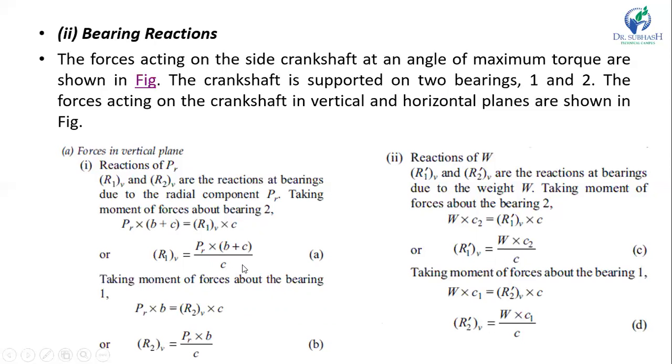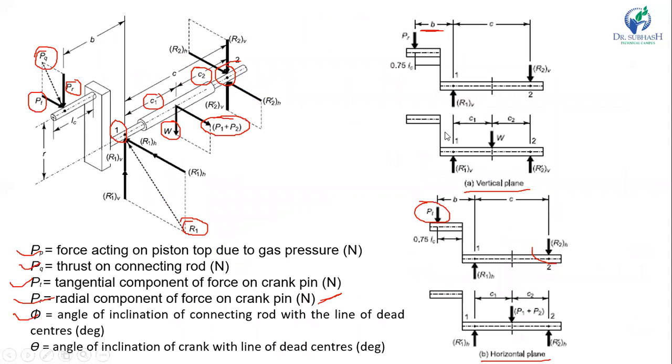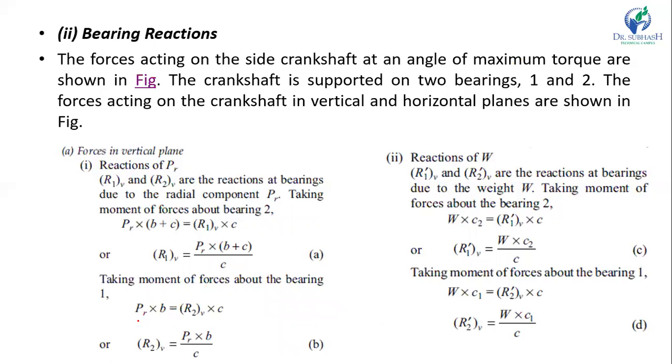Now taking moment of forces about bearing 1. PR into B is equal to R2V into C. Therefore, the reaction R2V is given by PR into B by C. These are equation A and equation B, so you can find R1V from this equation and R2V from this equation.